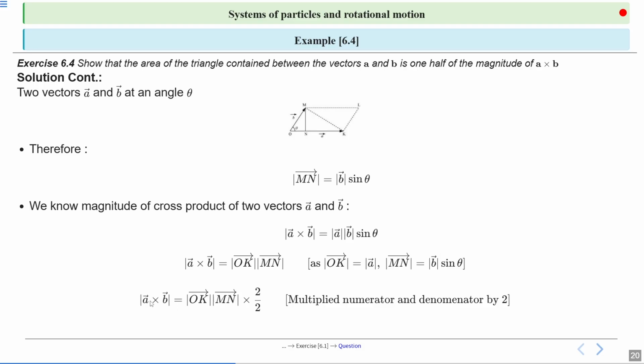So it will be mod of A cross B vector is equal to OM vector into mod of MN vector into sin theta. So this is multiplied, numerator and denominator by 2, for easy calculation.